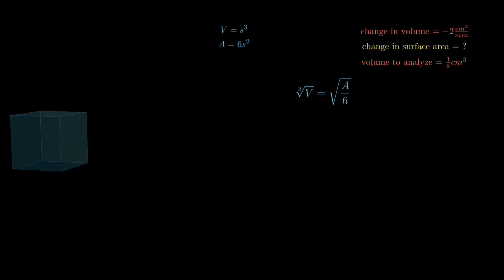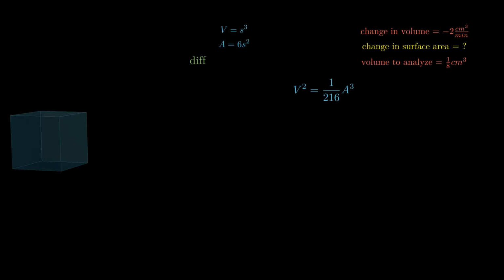But we need to differentiate this equation if we want to get rates, because the derivative of a value is its rate of change. And this equation looks like chain rule and power rule hell, so let's simplify it to something a bit more manageable by hitting each side with a power of 6. That looks better. Now we can differentiate.